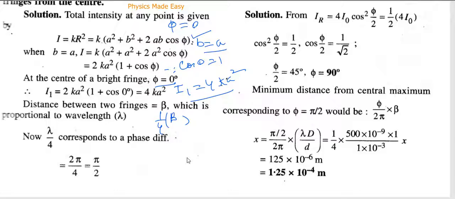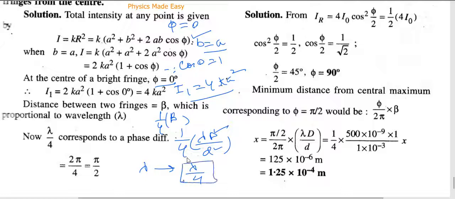Actually, for solving intensity, I need phase difference, phi. Now, if I fill this value, I will get 1/4 of lambda d by small d. Now this is constant, this is constant. This just tells that lambda changes to path difference lambda by 4. Lambda by 4. Now I want phase difference.